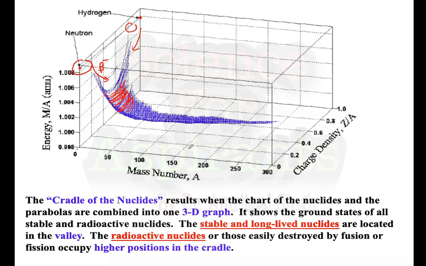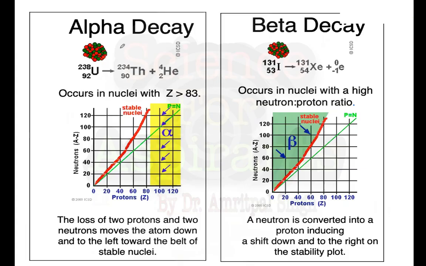So the stable and long-lived nuclei are located within this valley. The radioactive nuclei, or those easily destroyed by fusion or fission, occupy higher positions in this cradle, somewhere like here. So these are the unstable nuclei which are present in this cradle of nuclides.